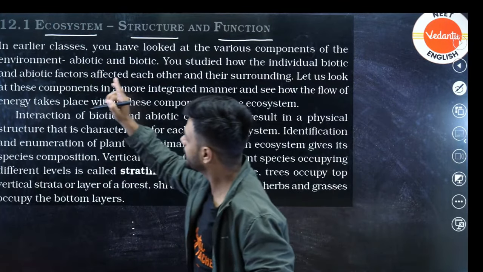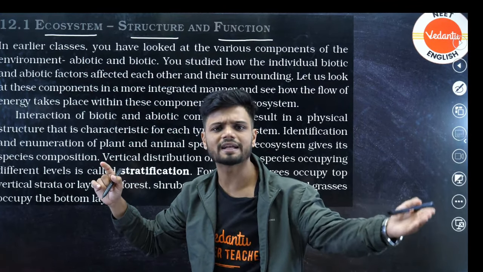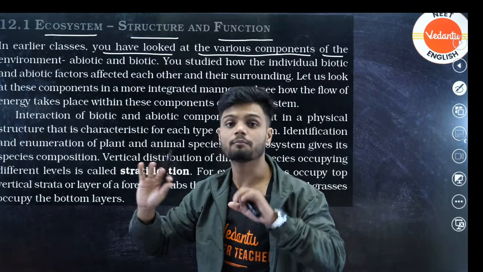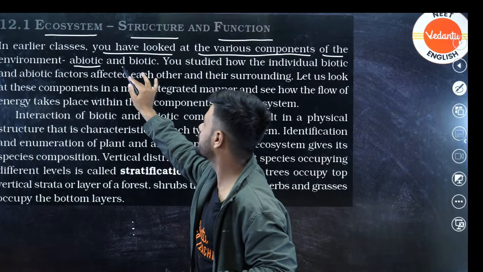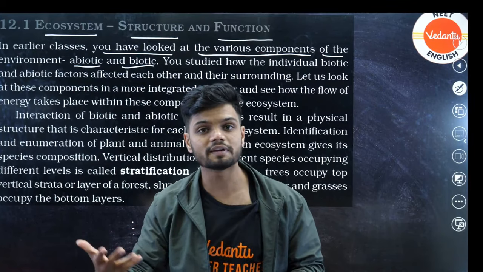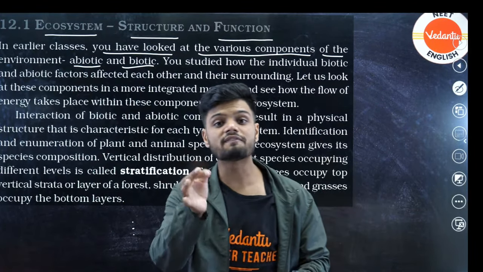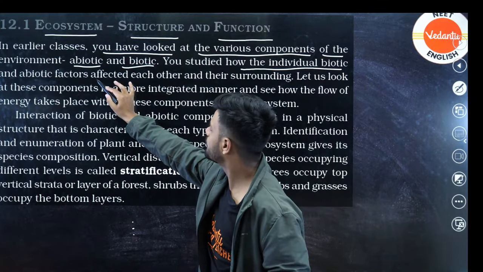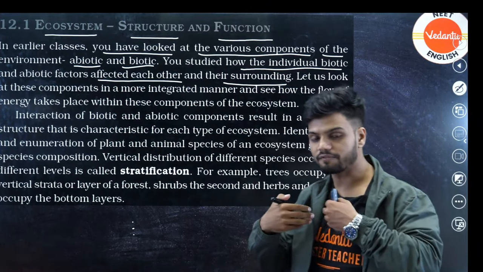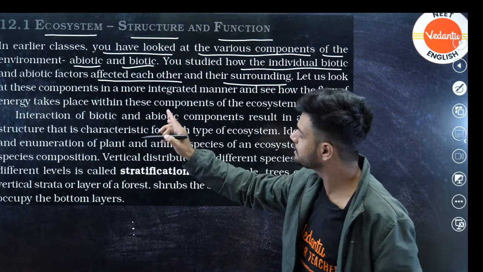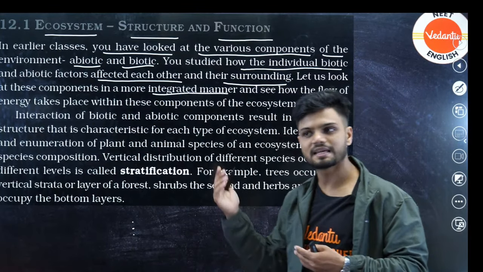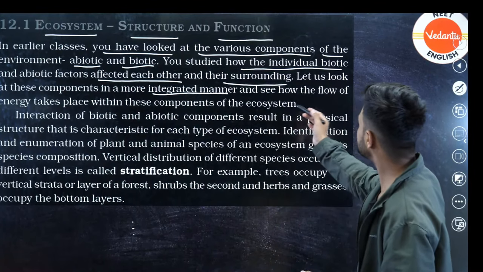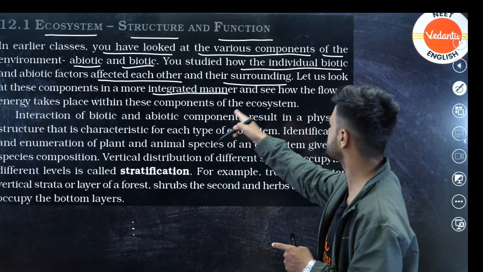Structure and function. In earlier classes, that is younger classes, 6th, 7th, 8th, 9th, 10th, you have looked at the various components of the environment, abiotic as well as biotic. Abiotic components are non-living components, while biotic components are living components. You studied how the individual biotic and abiotic factors affect each other and their surroundings. Yes, we affect our surroundings. Let us look at these components in a more integrated manner. If NCERT is telling you to look at it in a much more intricate, integrated manner, and see how the flow of energy takes place within these components of the ecosystem.